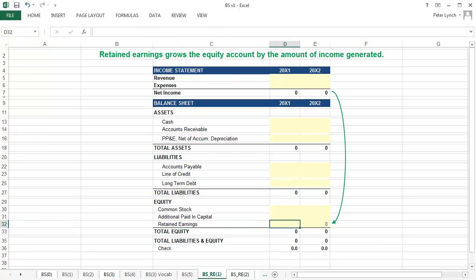When you build your model, you will see that the balance sheet is directly linked to your income statement, and that retained earnings grows by net income realized in that accounting period. The equation is just the previous year's retained earnings balance plus net income on your income statement.